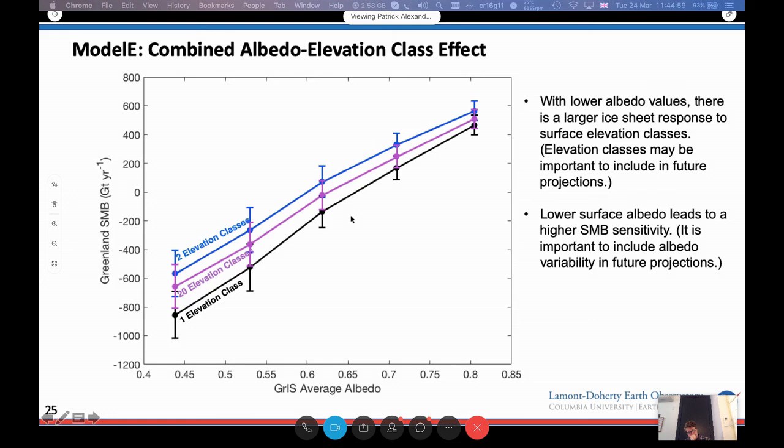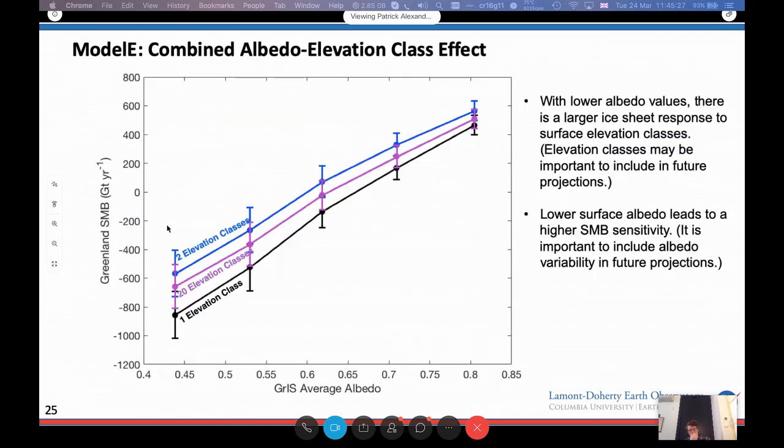The thing here is that with the lower albedo value, this also means that the differences in temperature that result from the different elevation class schemes have a pretty big impact on surface mass balance. So the interplay of surface albedo and temperature is an important thing to consider for the future prediction.